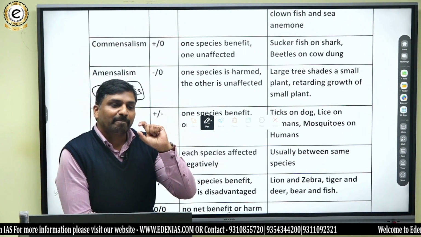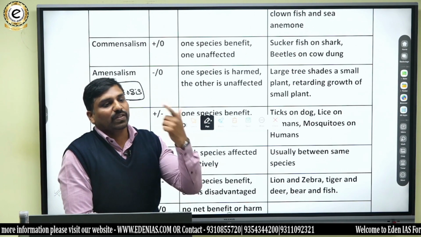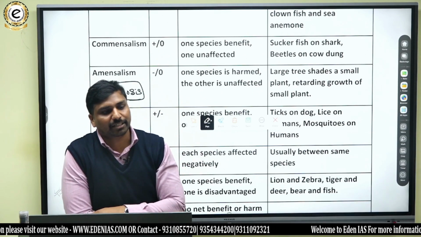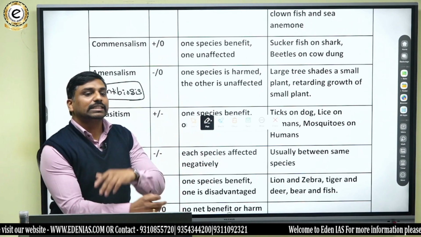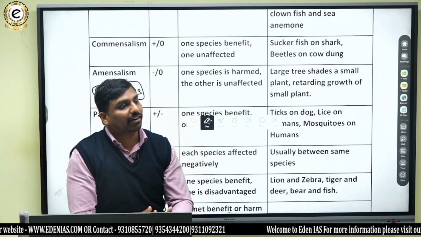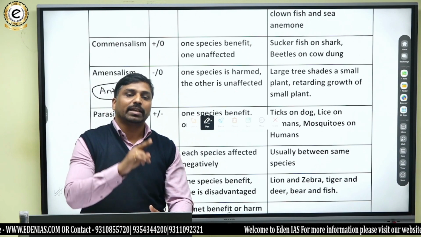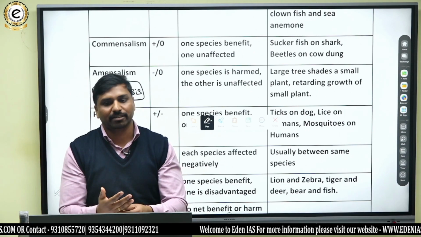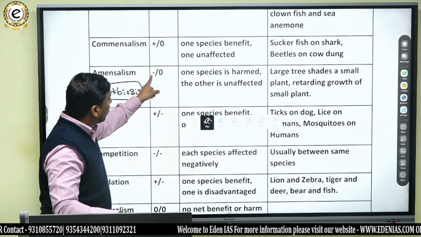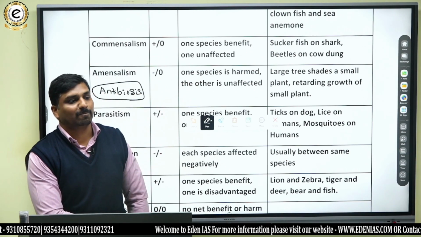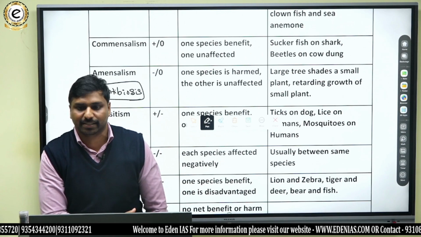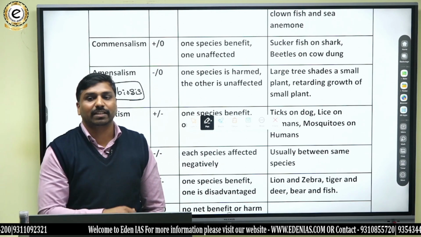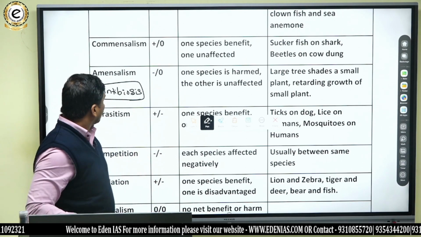That means the microorganisms produce some sort of chemicals which are harmful to other microorganisms, right? And the bacteria producing the chemical will not have any effect. Because of these secretions by one bacteria, other bacteria will die or be affected. So here also one would be harmed and the other would be unaffected. That process is known as antibiosis. Simply put, the production of antibiotics is based on this kind of mechanism.